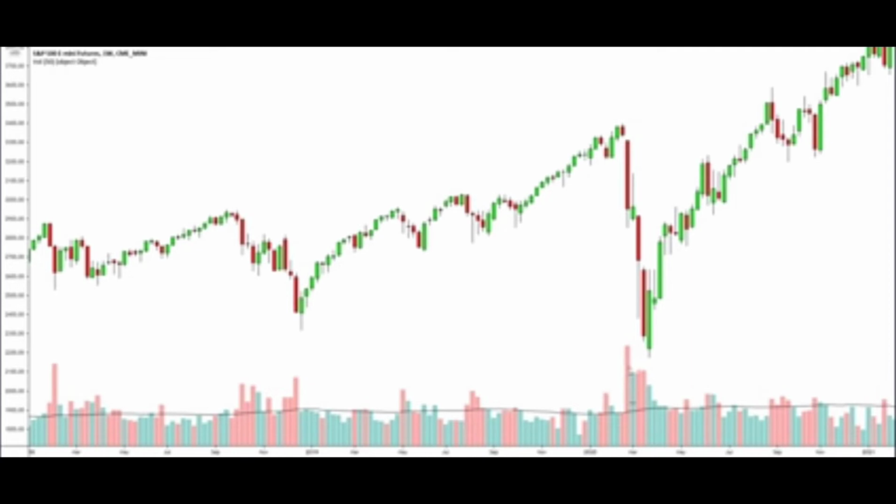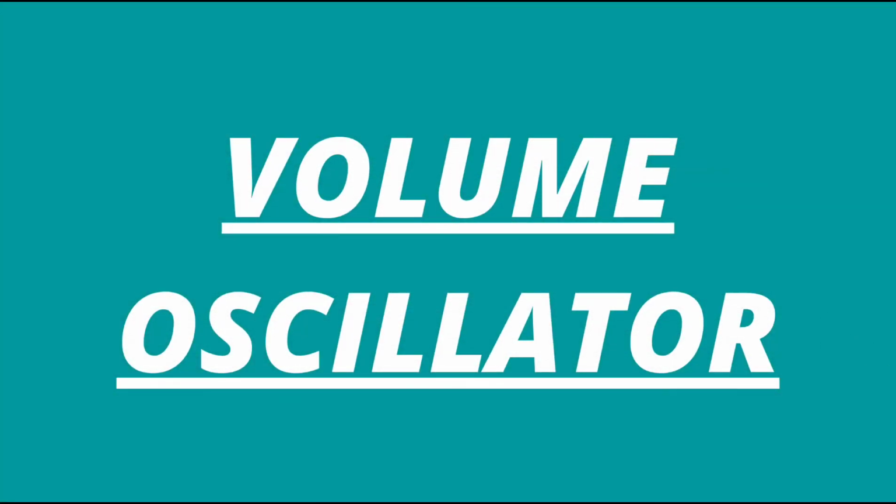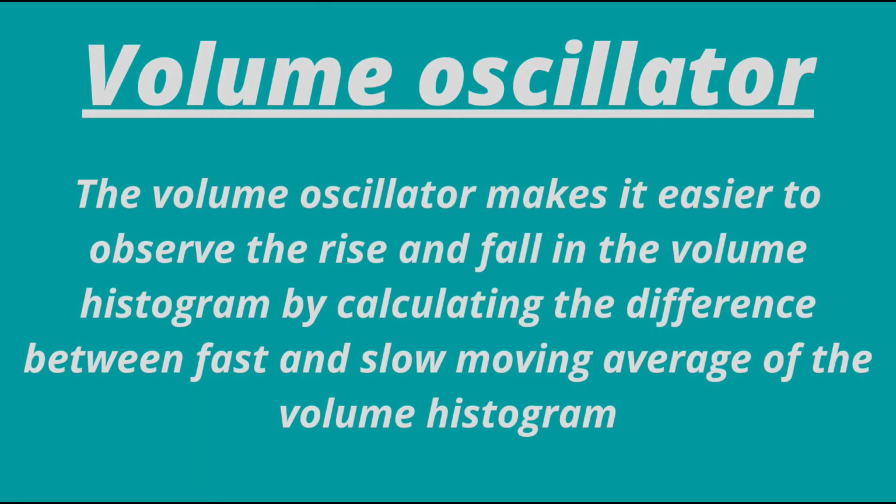filter. One disadvantage of the volume histogram is that it can be difficult to read since it is the raw volume. This problem can be minimized by using the next indicator we are going to study, which is called the volume oscillator. The raw volume histogram can sometimes be erratic and too chaotic to analyze. The volume oscillator makes it easier to observe the rise and fall in volume by calculating the difference between a fast and a slow moving average of the raw volume.